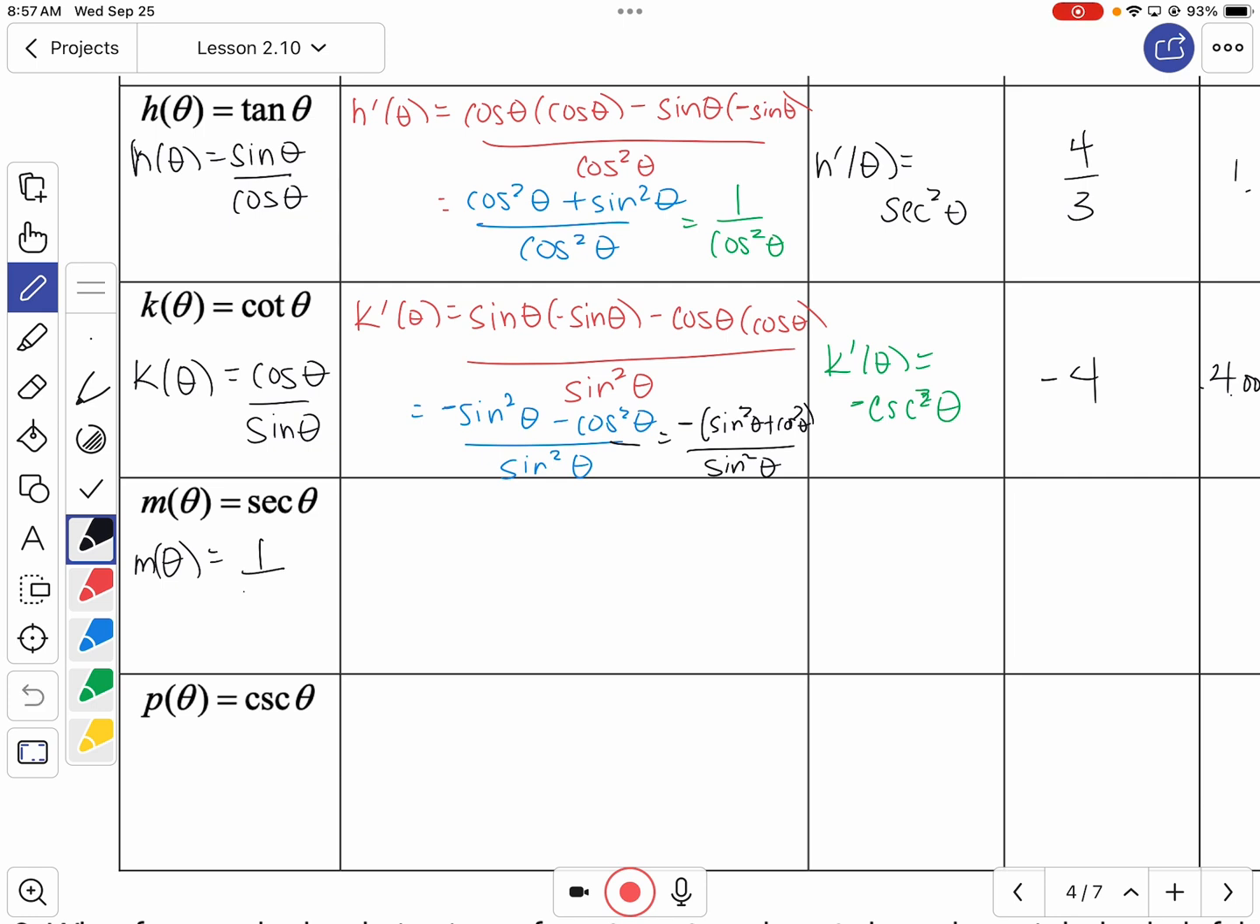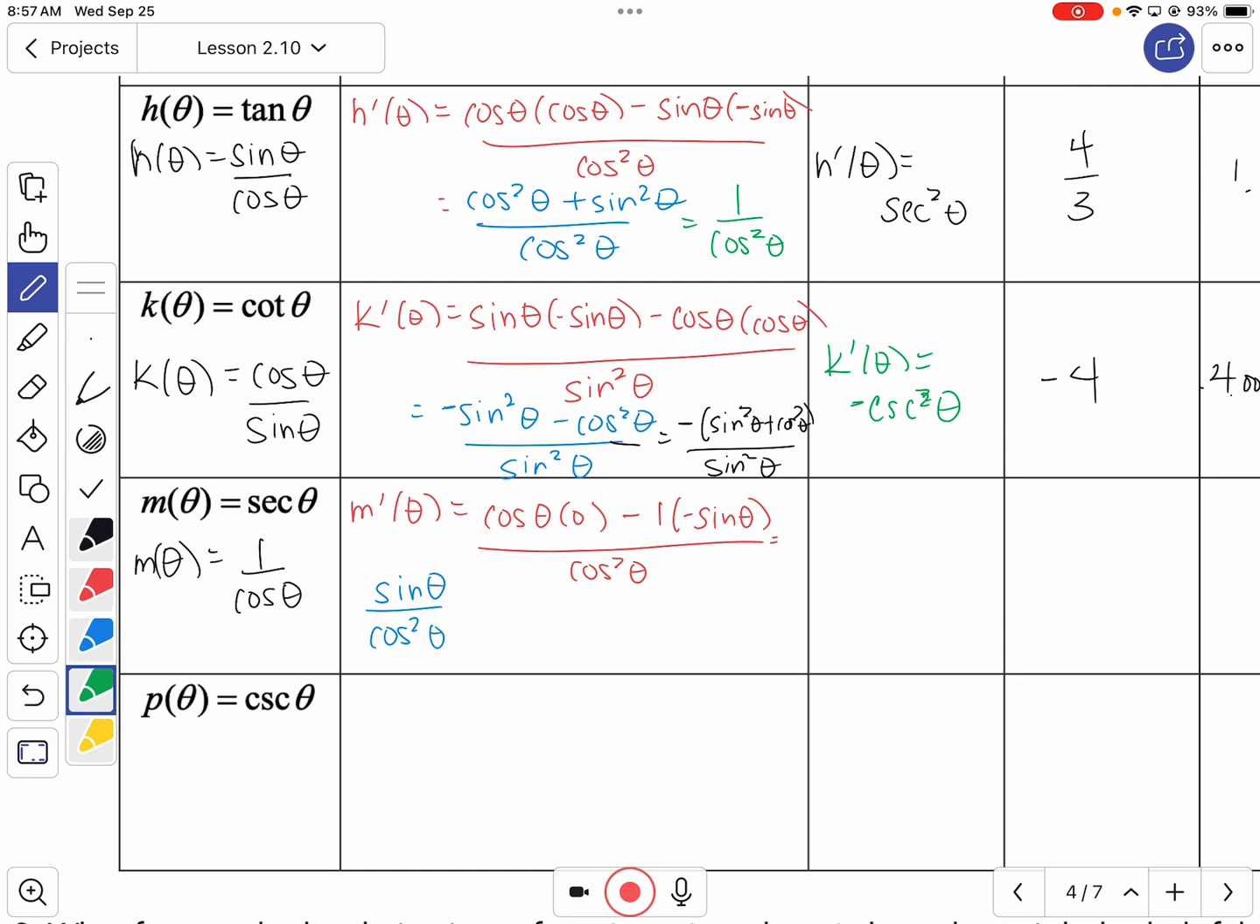1 over cosine. Now, that's still a quotient. We're going to get some unusual things in the process, but let's just walk through it. Ho d high. Cosine, derivative of 1 would just be what? 0. Minus Heidi ho, so 1 and the derivative of cosine, negative sine, over cosine squared. If we simplify that, that's going to leave me just sine theta on the top over cosine squared.